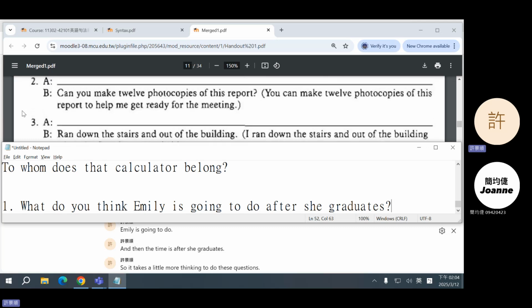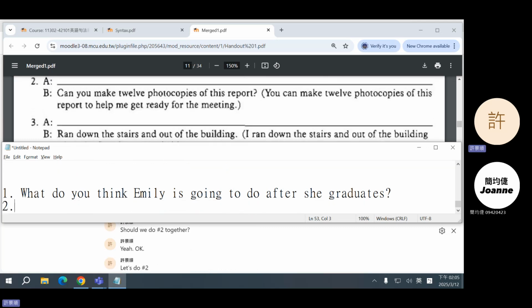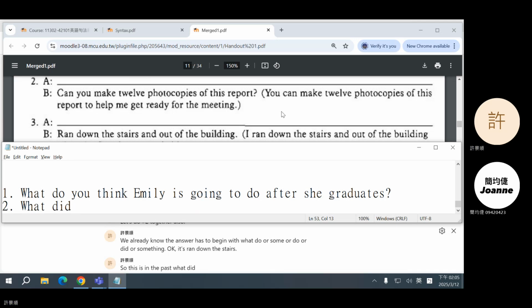Should we do number 2 together? Yeah, okay. Let's do number 2 together also. We already know the answer has to begin with what do or do or did or something. Okay, it's ran down the stairs. So this is in the past. What did? Oh, you're right. That is number 3. So we're looking at number 2. Can is present tense. So do.